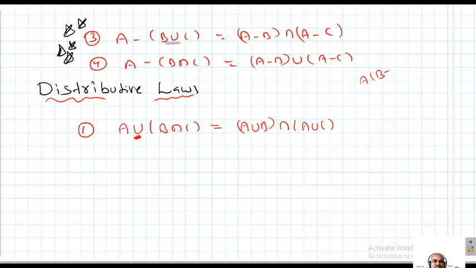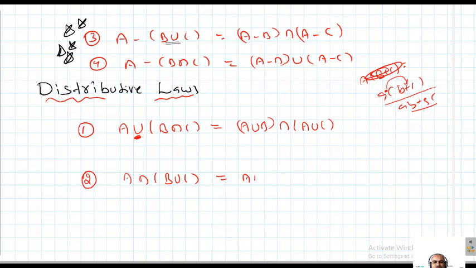A of B plus C. Yes, in real numbers I can say A of B plus C equal to AB plus AC. This is called distributive law. So multiplication is distributive over addition. Here union is distributive over intersection. This is one distributive law. Second distributive law: A intersection of B union C is equal to A intersection B union A intersection C. These two are known as distributive laws.